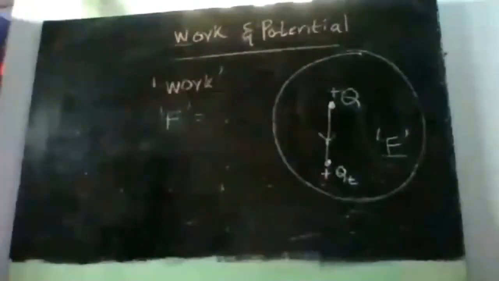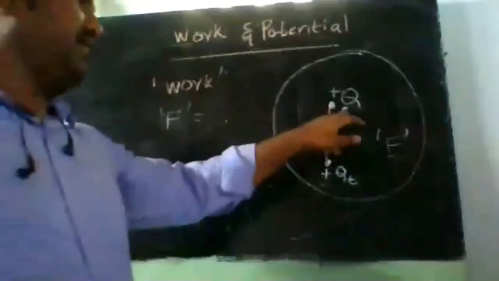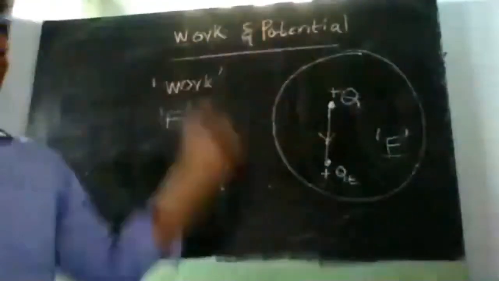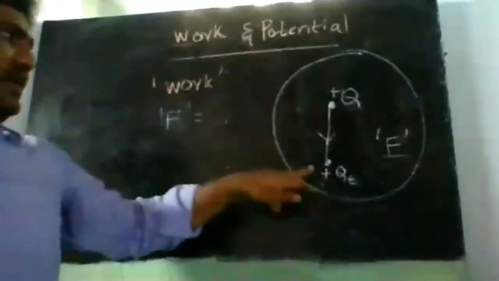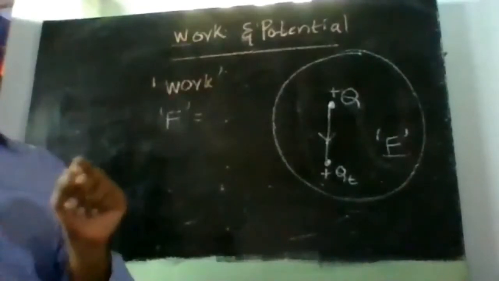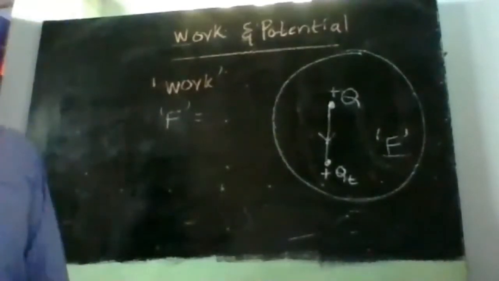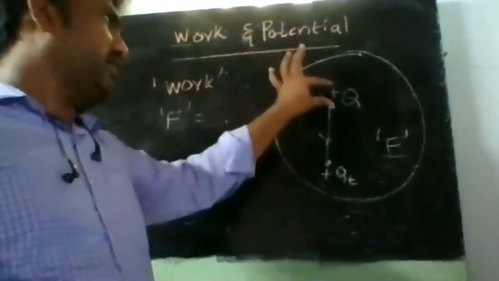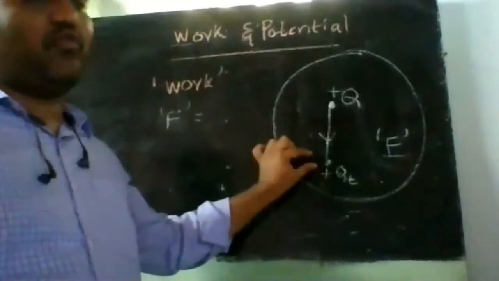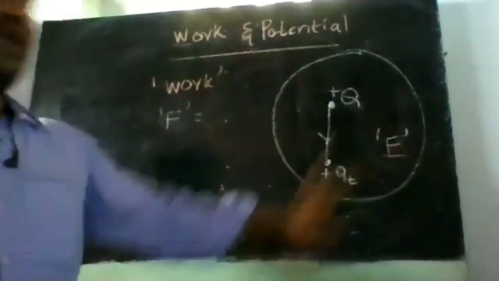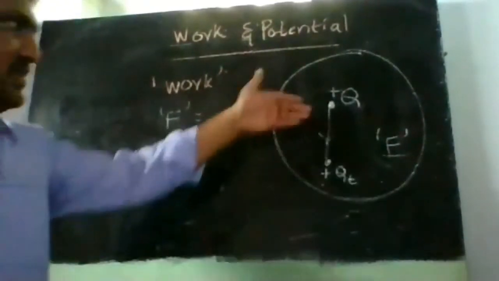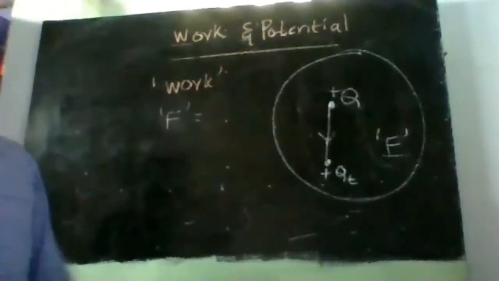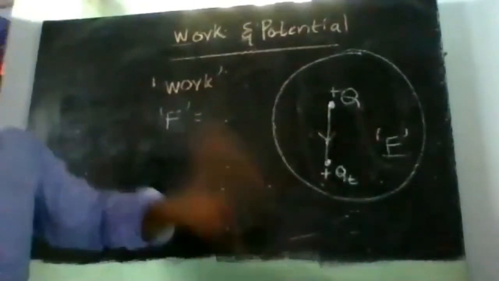Are you able to understand me? I have a charge q, and because of this charge there will be a field produced. Inside this field I am going to place a test charge qt. Whenever I put this charge, because of q there will be some force F on qt. So this charge will definitely repel qt.